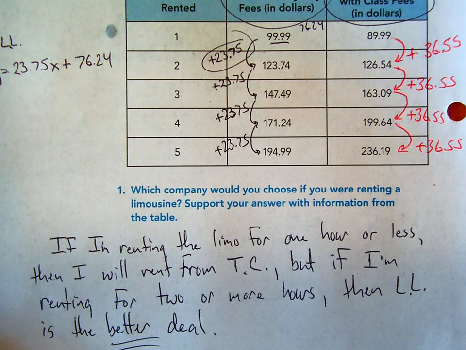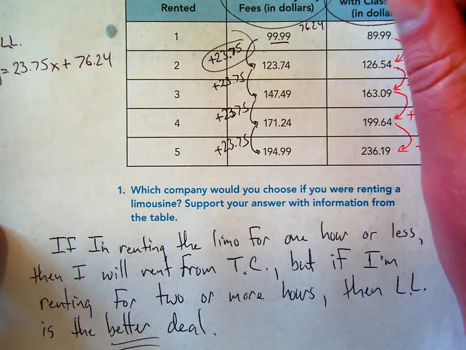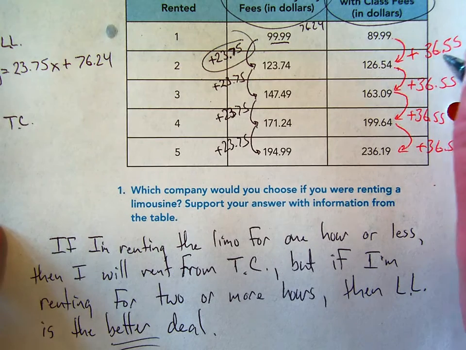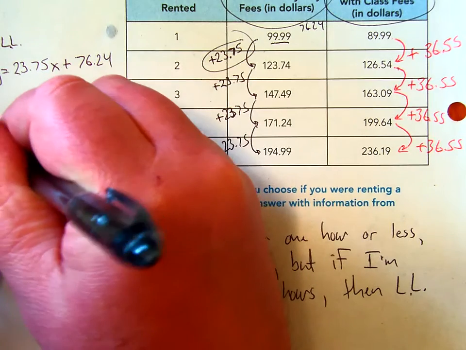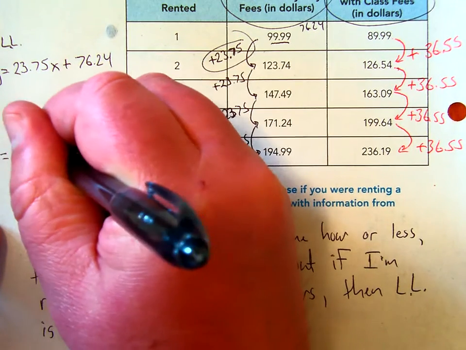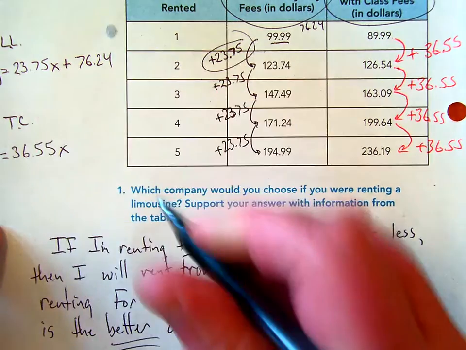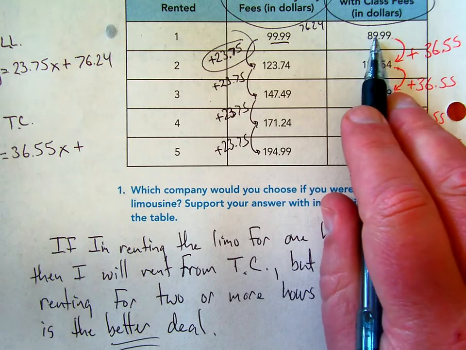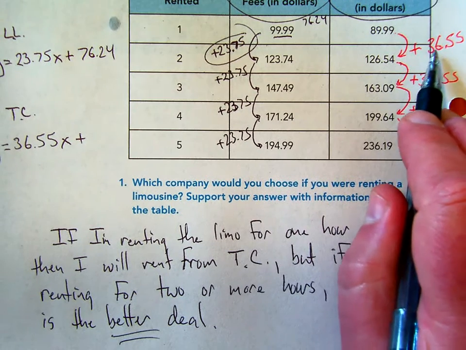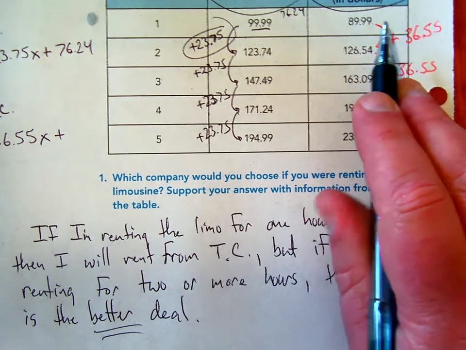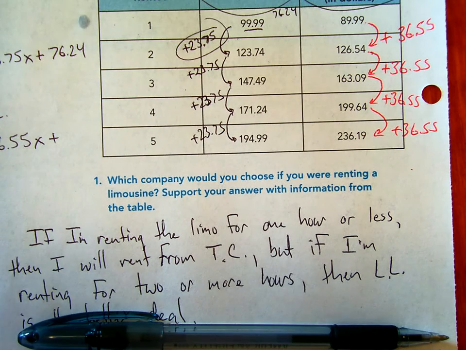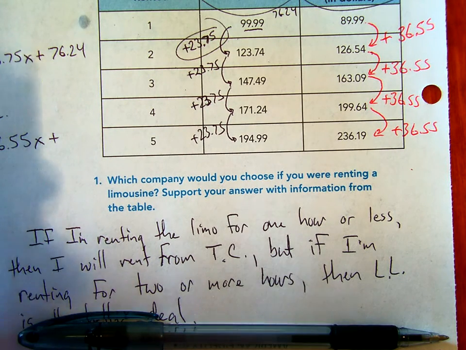And similarly, Transportation with Class, TC. Again, the rate for that company, Y equals 36.55 an hour, and then their initial charge. Now, normally it would be $89.99, but again, if they're charging $36.55 an hour, I'm going to subtract that $36.55 from $89.99. 89.99 minus 36.55, 53.44.